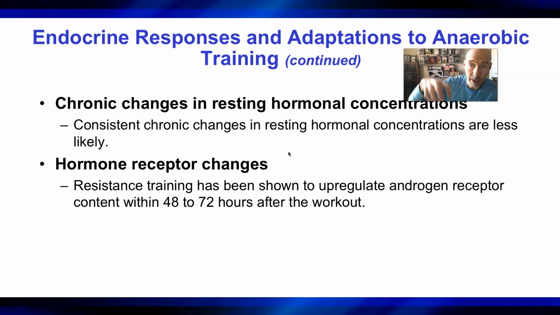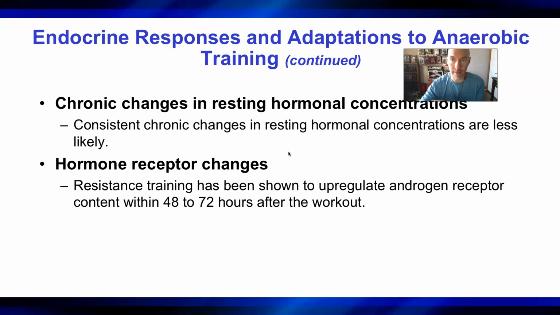So not only do we see an acute increase in hormonal concentration from one training session, but habitual training leads to chronically elevated hormonal concentrations. Chronically just meaning long term. That's something I should have pointed out to you all the first lecture. I use those terms a lot. Acute means in the moment.